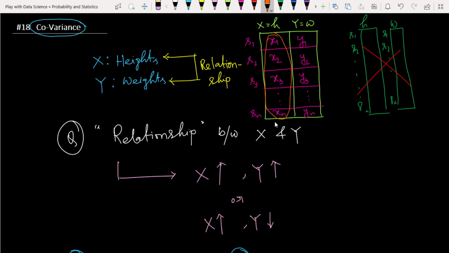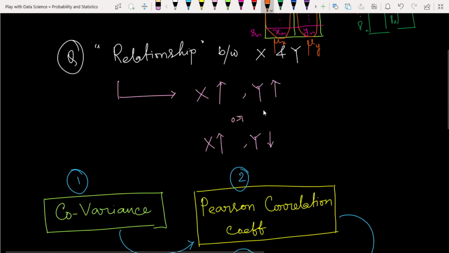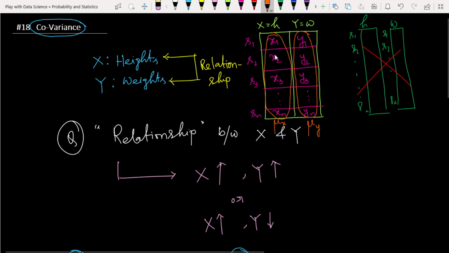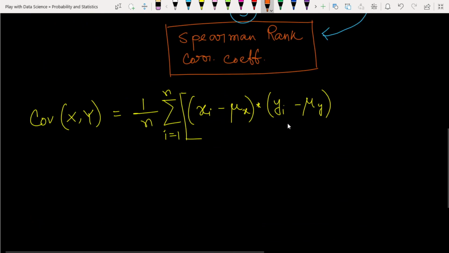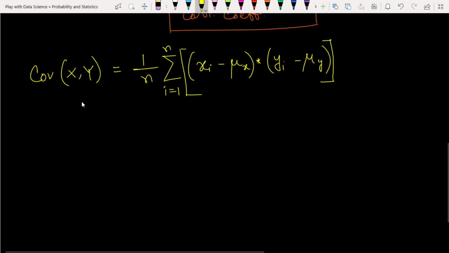The mean of the observed x values is mu x, and the mean of the observed y values is called mu of y. Now individually we have to make the subtractions and then multiply them. That's what we have to do here. This is the simple covariance formulation.